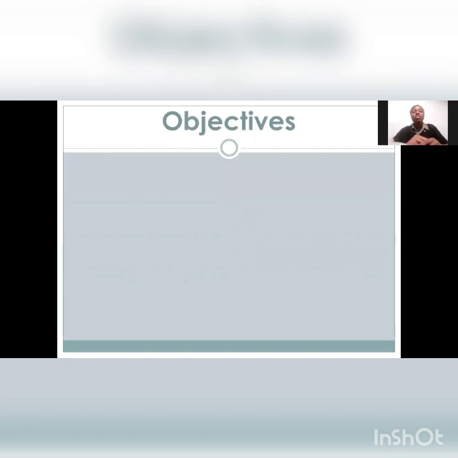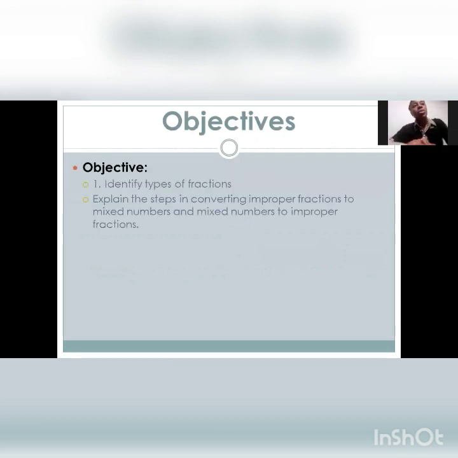Our first objective is we will identify types of fractions. The second reads, explain the steps in converting improper fractions to mixed numbers and mixed numbers to improper fractions.